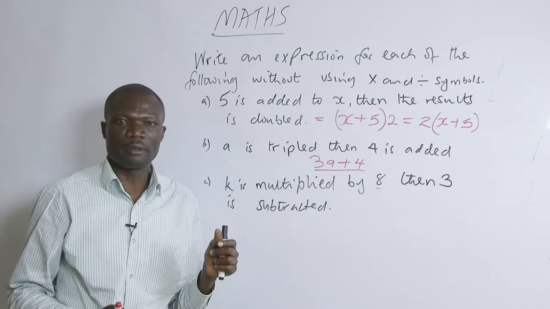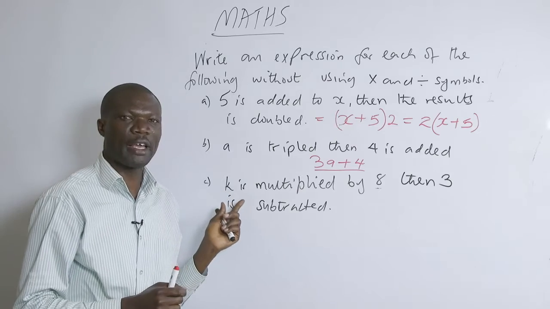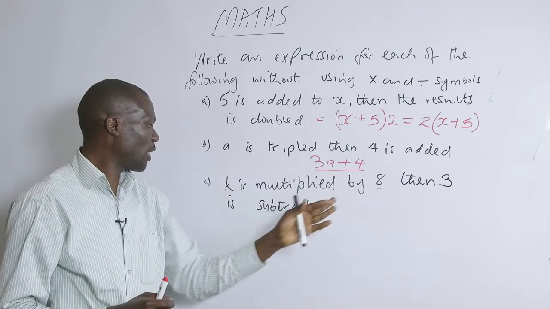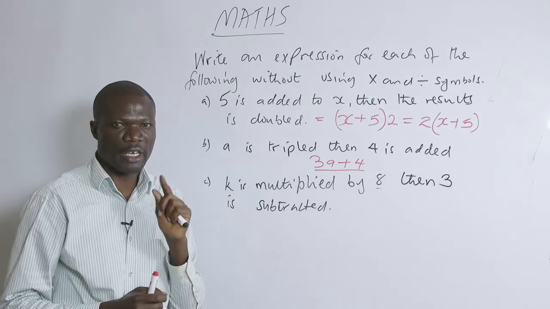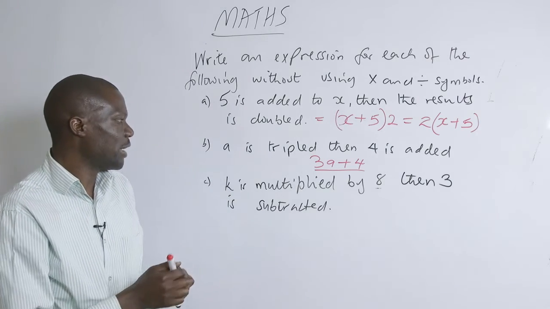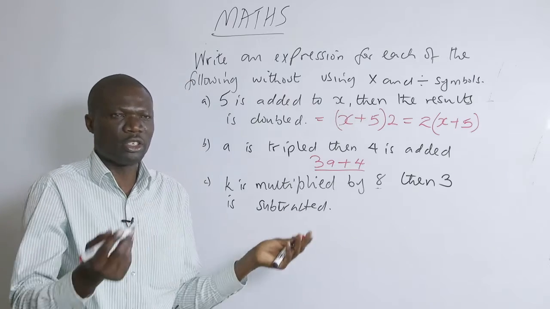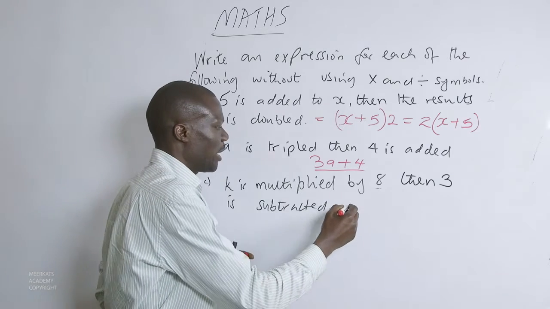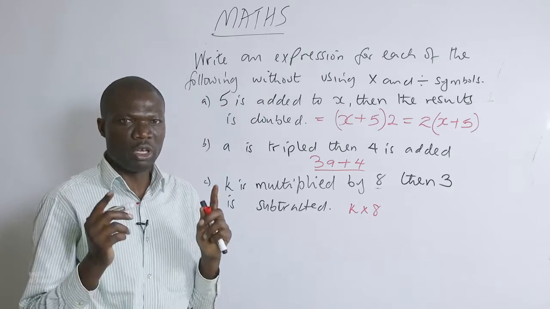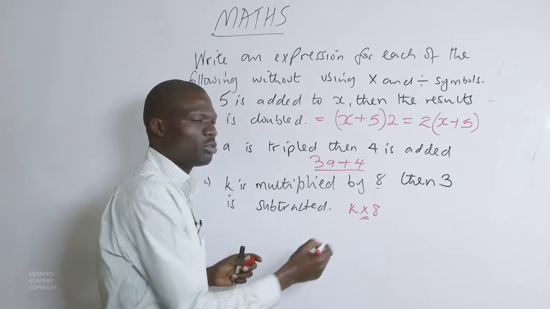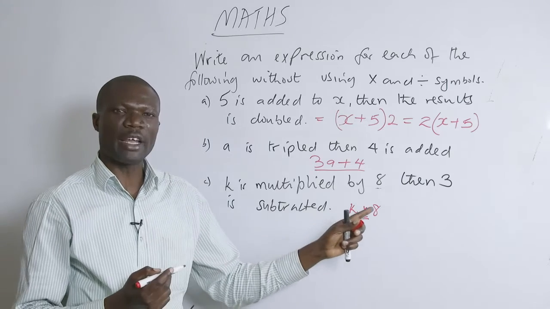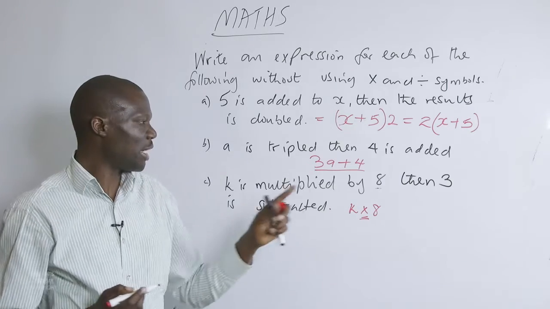For the last one, we have K is multiplied by 8, then 3 is subtracted. So if somebody was to take it logically, you would just say that K is multiplied by 8. You will be wrong because we don't need to use the sign of multiplication. So K times 8 is the same as 8K.